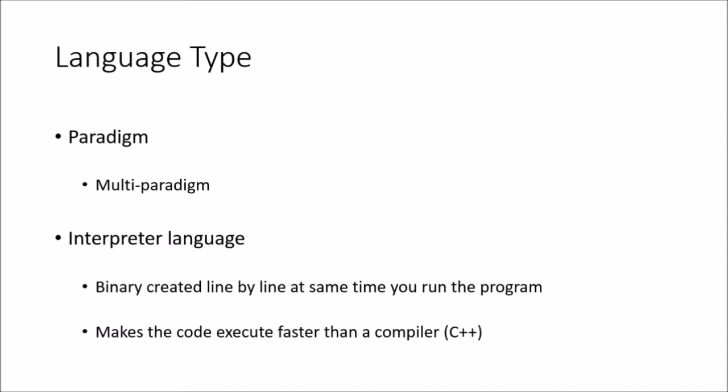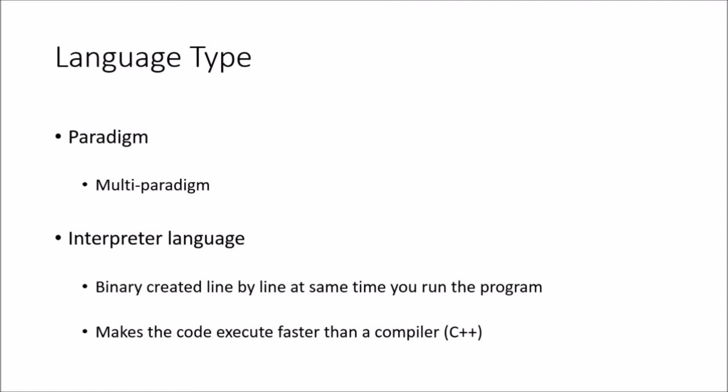Next is the language type. Its paradigm is multi-paradigm, meaning it can support more than one programming paradigm. Perl itself is functional, imperative, object-oriented, meaning class-based. It is reflective, procedural, event-driven, and generic. This allows more flexibility when writing one's code to help tackle many different problems.